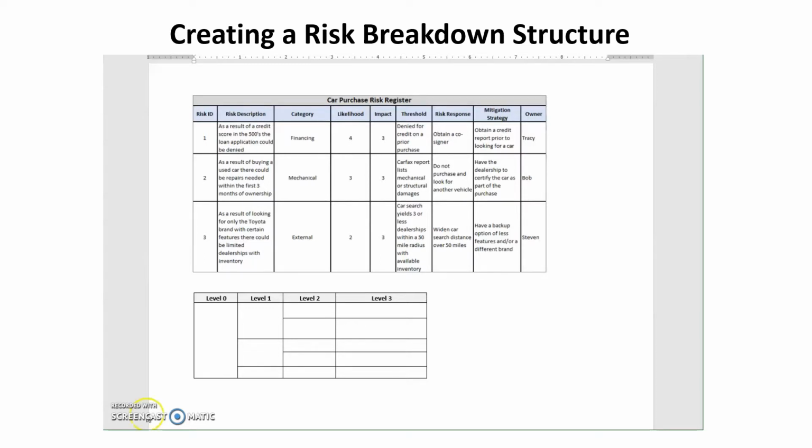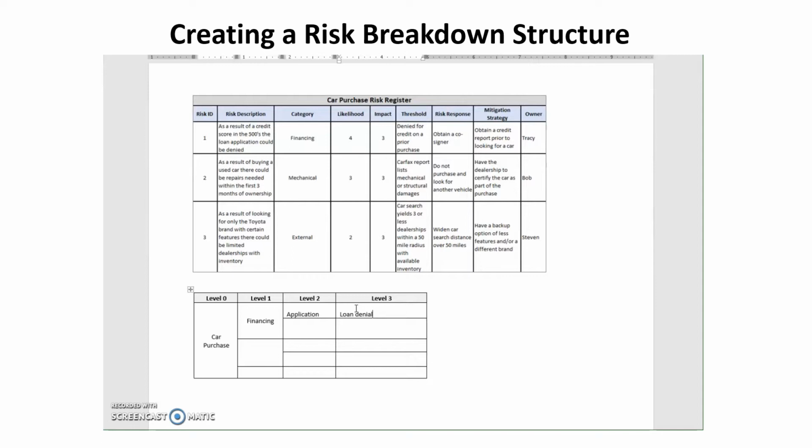So let's look at an example of our car purchase. ID 1 for risk. Description: as a result of a credit score, the loan application could be denied. Level 0 again is your risk project name or your project name, so in this case, car purchase. Level 1 is your category, in this case, financing. Level 2 is a 1 to 2 word description of the risk. In this case, it relates to the application. Level 3 is the actual risk. The application could be denied, so this could be a risk of a loan denial.